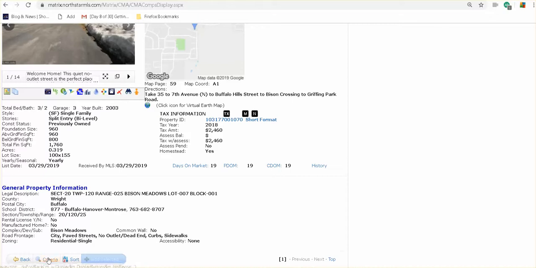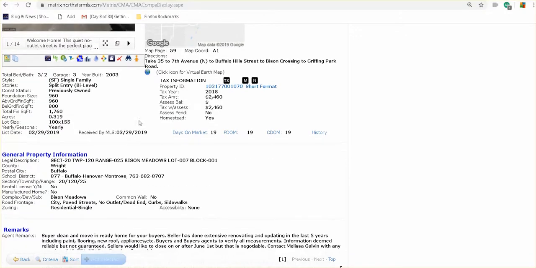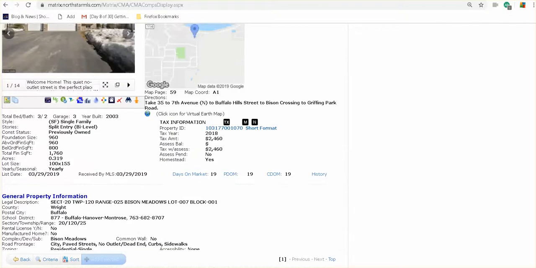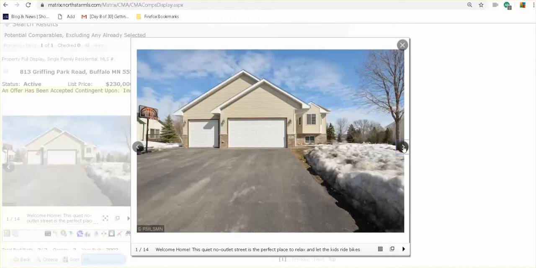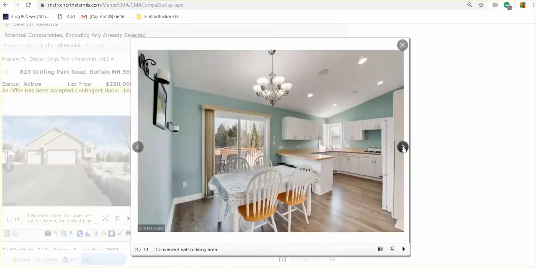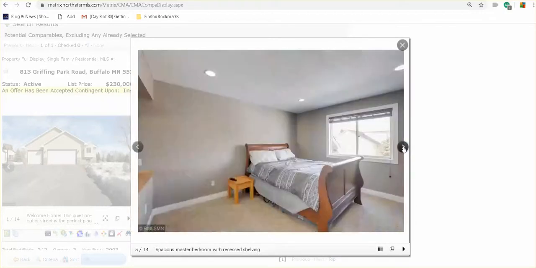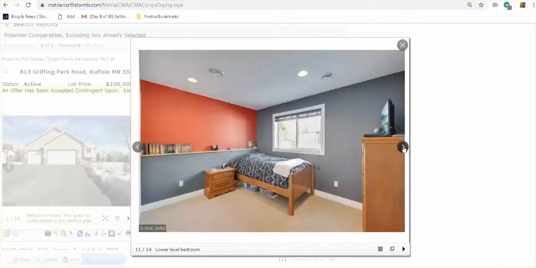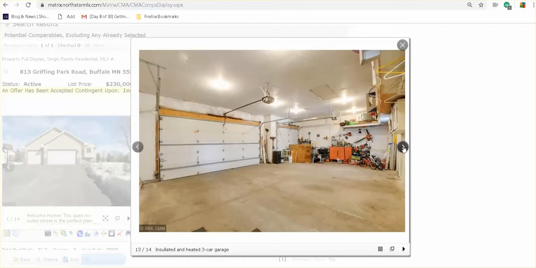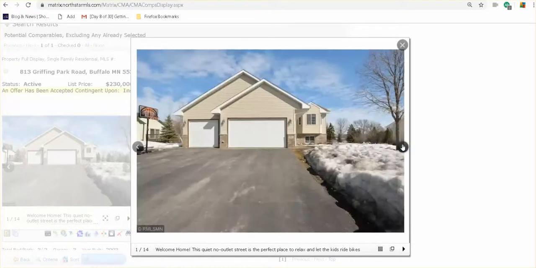It's got a foundation size of 960, below ground of 800, so total of 1760, maybe a teeny bit smaller than mine. It's got 3 bedroom, 2 bath, 3 car garage, year built. This is all very close to what I'm looking at, and $230 for the sale price. Probably not very long on the market. Look at that nice updated white kitchen. Very nice, very clean. That's a real contender as to what my house would be doing that I'm going to be listing.